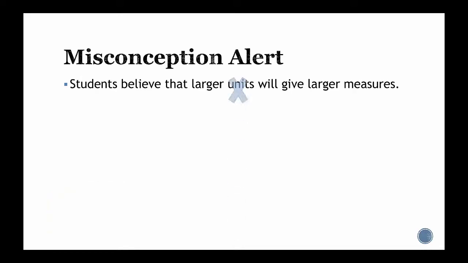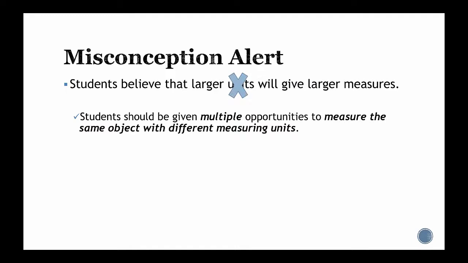One common student misconception is that students believe that larger units will give way to larger measures. To overcome this misconception, students should be given multiple opportunities to measure the same object but with different measuring units. For example, have students measure the length of a room with 1-inch tiles, 1-foot rulers, and with yardsticks. Students should notice that it takes fewer yardsticks to measure the room than the number of rulers or tiles that are needed.